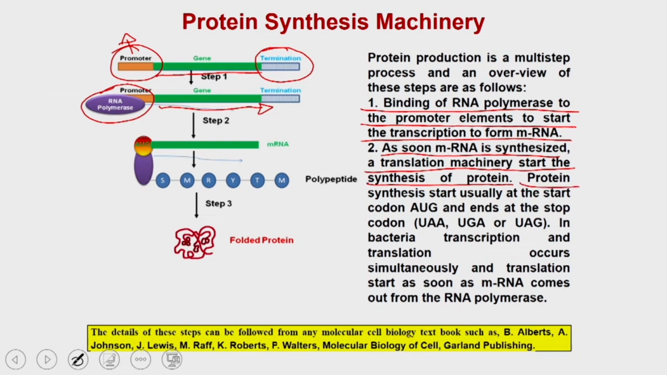Protein synthesis usually starts from a start codon, which is mostly AUG, and then it ends at the stop codon, which is called UAA, UGA or UAG. In bacteria, or the prokaryotic system, the transcription and the translation occur simultaneously, whereas in the eukaryotic system the transcription occurs inside the nucleus, and then this messenger RNA is transported outside into the cytosol, where the ribosome machinery binds to this particular messenger RNA and synthesizes the protein.